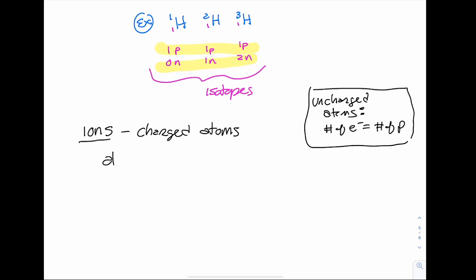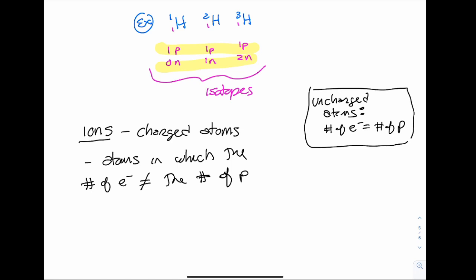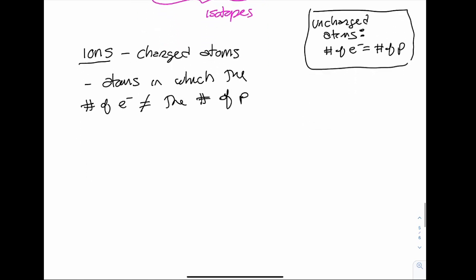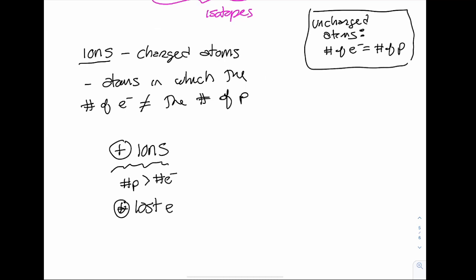So these are going to be atoms in which the number of electrons does not equal the number of protons. So our charged atoms. We can get ions in two different ways. We can lose electrons or we can gain electrons. Our positively charged ions have a number of protons greater than the number of electrons, which means it has lost electrons.